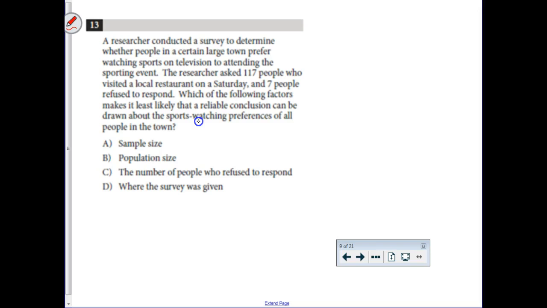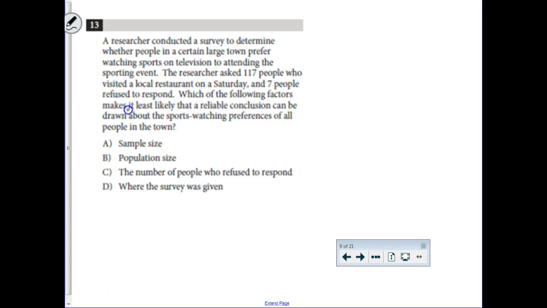Oh, look, more words. So a researcher conducted a survey to determine whether people in a certain large town prefer watching sports on TV versus attending. The researcher asked 117 people who visited a local restaurant. 7 people refused to respond. And which of the following factors makes it least likely that a reliable conclusion can be drawn about the sports watching preferences of all the people in the town? Okay, so basically they're asking you, why was this bad? What did the dude screw up?